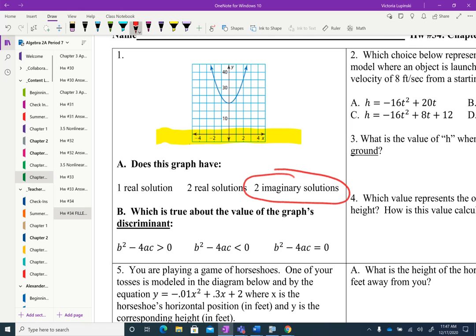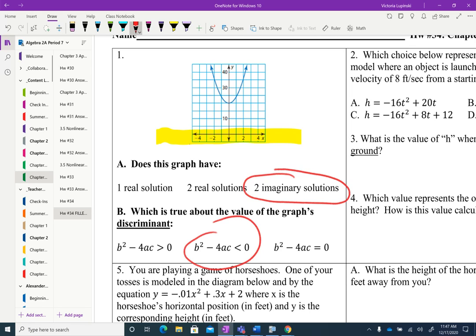Not only should you be able to answer a question like that just by looking at the graph, but you should also be able to answer question B. So if you have a graph that doesn't touch the x-axis and has two imaginary solutions, does anybody remember what that tells you about the discriminant? Is it greater than 0, less than 0, or equal to 0? Anybody who can remember and tell me? I'm sorry, say it again. Less than. Less than, perfect, thank you.